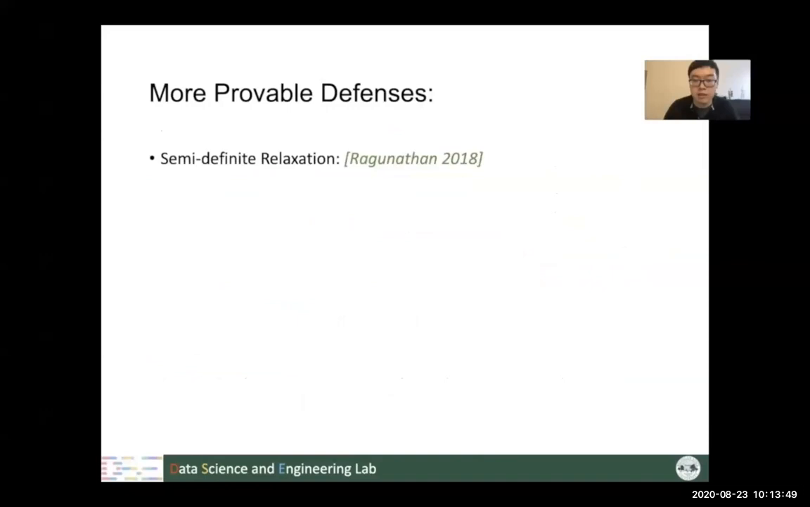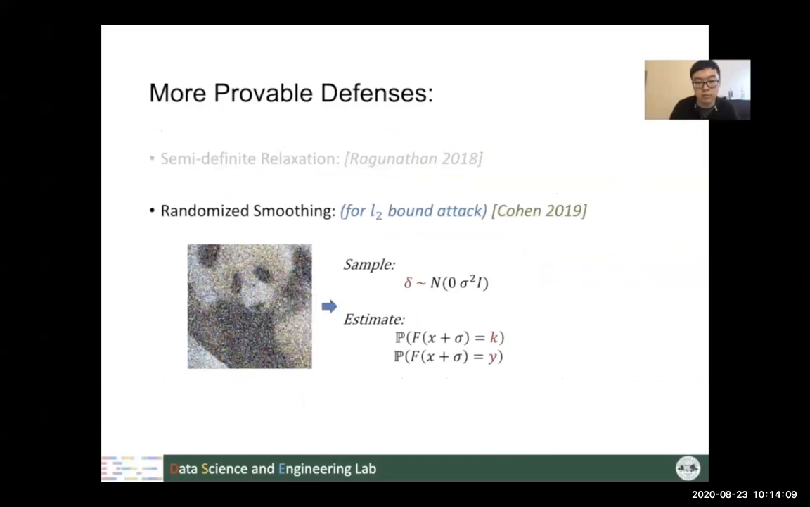And another type of provable defense is called the semi-definite programming relaxation method. In this tutorial, we don't go into too much detail about this one. In 2019, there is another state-of-the-art certified defense method called randomized smoothing.